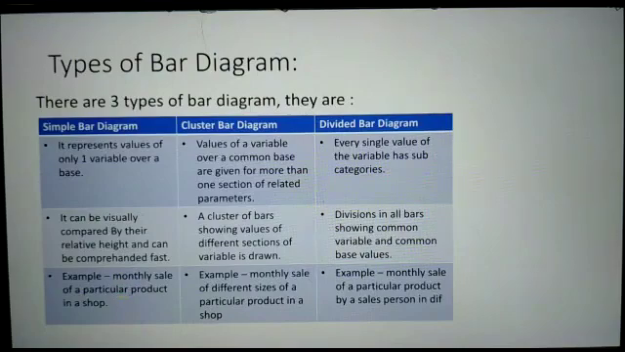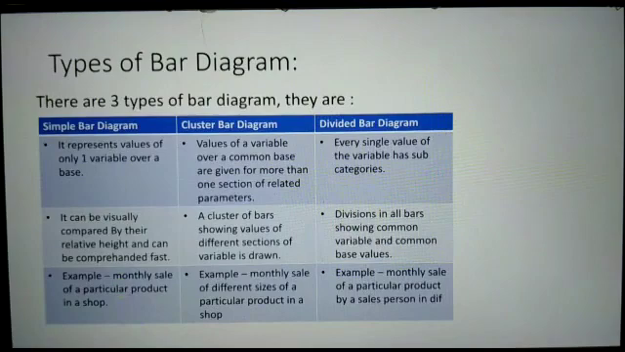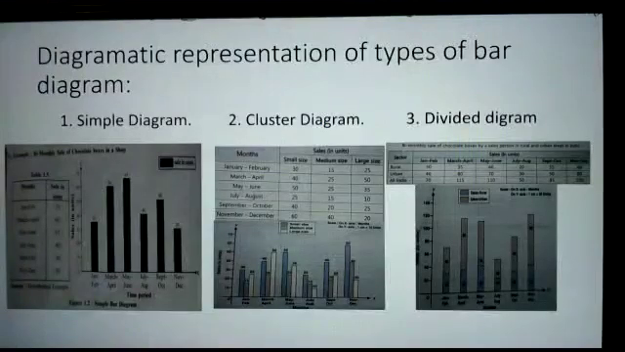Let us now see the divided bar diagram. In such a diagram, every single value of the variable has subcategories. We get divisions in all the bars which represent a common variable and common base values. We can take the monthly sale of a particular product by a salesperson in rural areas and urban areas. Let us now understand all these diagrams in detail.